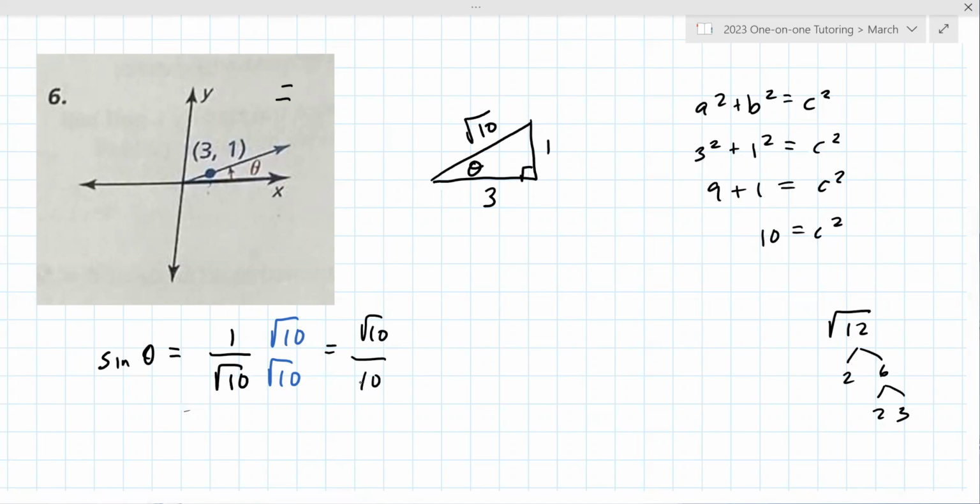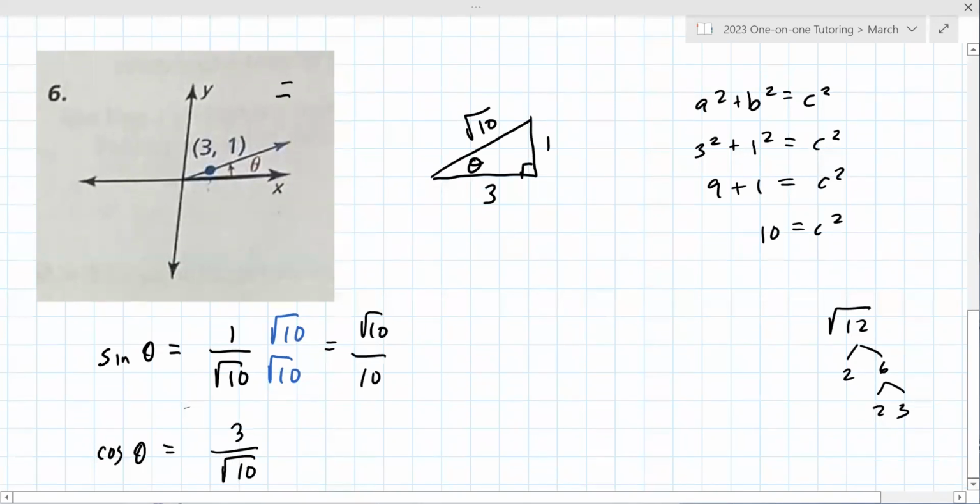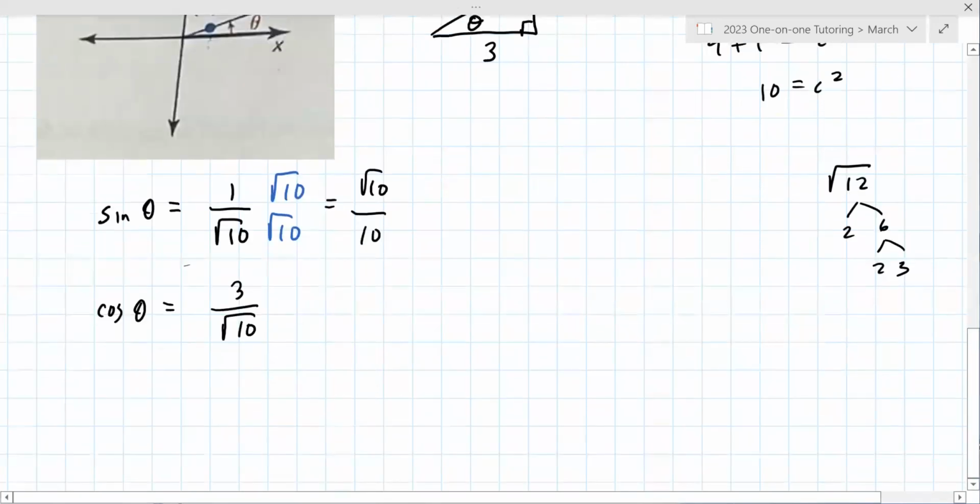So you just leave it as square root of 10 over 10. When the square root's on the top, you're okay. It's just when it's on the bottom that it's not okay. Okay. All right, cosine theta is the adjacent over hypotenuse, so kind of the same issue, 3 over the square root of 10. Okay, will you rationalize this one for us and let me know what you come up with?